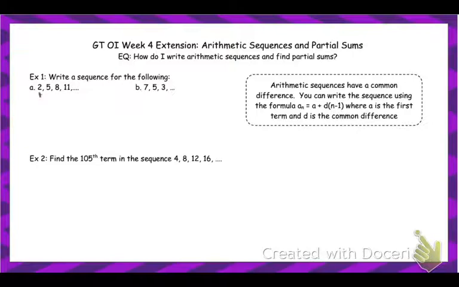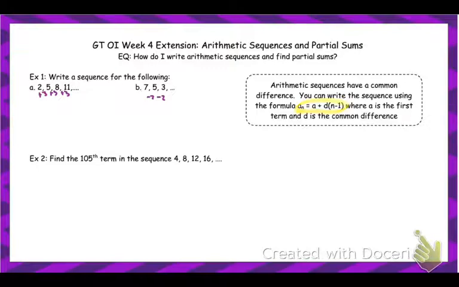On A, I'm adding 3 each time. On B, I'm subtracting 2 each time. What we refer to that as is our common difference. So there's a common difference. You're either adding or subtracting some number each time. So if we want to write that sequence, there is a formula that we can use to help us write it.